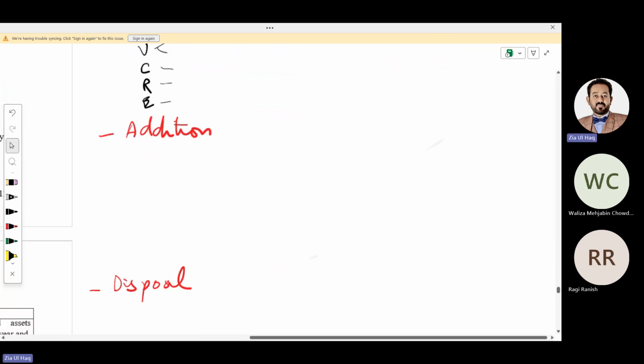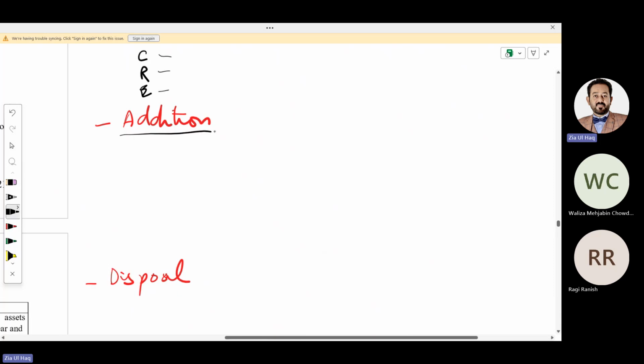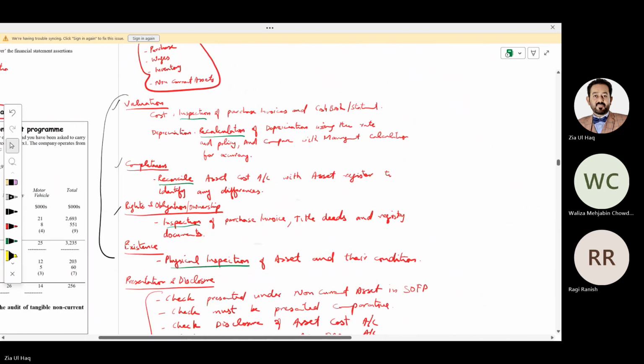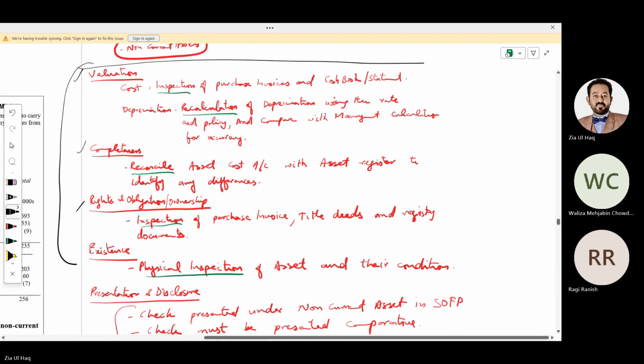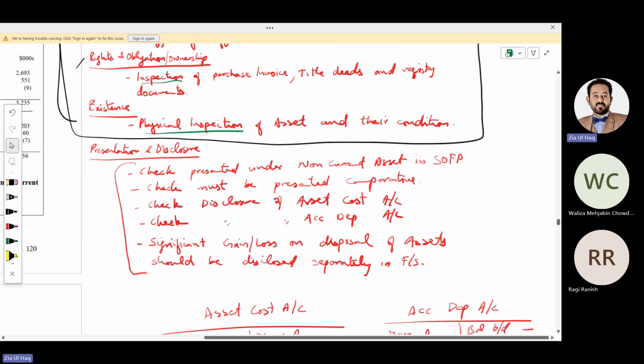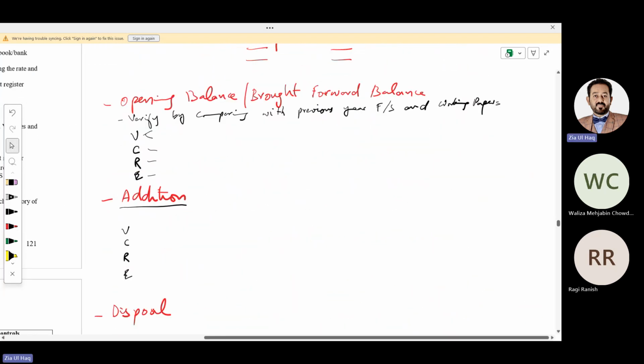Examiner could ask, write down substantive procedures to verify addition of non-current assets. For assets added during the year, bought during the year, we need to verify them. How can we verify? Just verify their assertions: valuation, completeness, rights and obligation, and existence. Same procedures, copy paste. These 5. But along with these 5, you need to write down one more procedure.